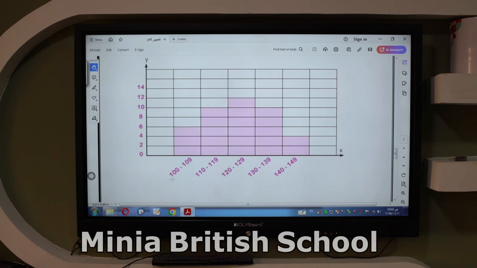Here the interval 100 to 109. Take all the square, not take the dash like this scale. In this scale, 0 to 4, 6, each number takes the number line or takes the dash. But the interval takes all the square. It means all this square has the interval 100 to 109, not only one dash, all the square.